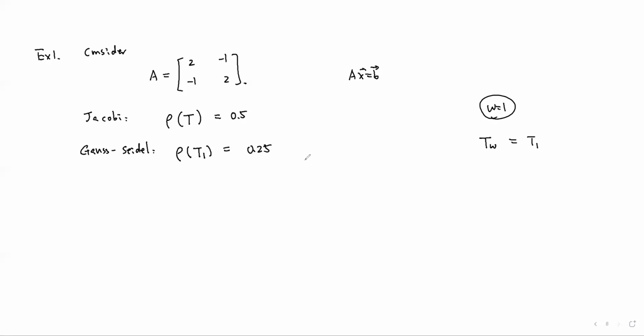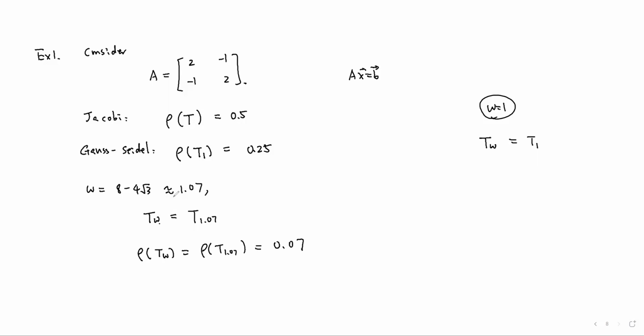Here I chose omega to be 1. If I choose omega to be 4 minus 2 square root of 3, roughly 1.07, then for the SOR method T omega, with omega now 1.07, the spectral radius of the iteration matrix is how small? 0.07.